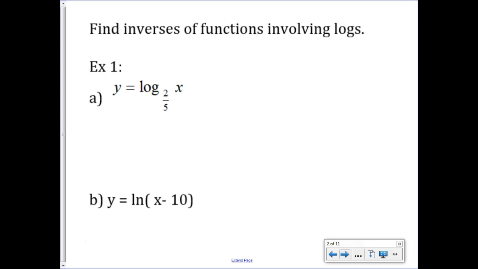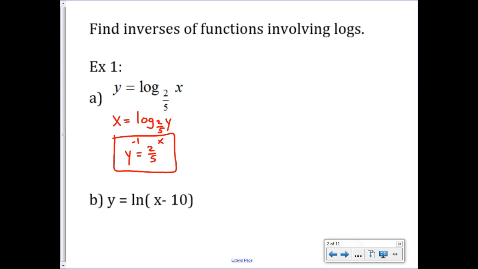So remember, the first thing that we do is we flip the x and the y when we are finding inverses. So this would look like x equals log of y base 2/5. Then when we switch this around to solve for y, we would get y equals 2/5 to the x power. And since we're talking inverses, we could use our y inverse. So that's how you would find the inverse of that. It's 2/5 to the x equals y.